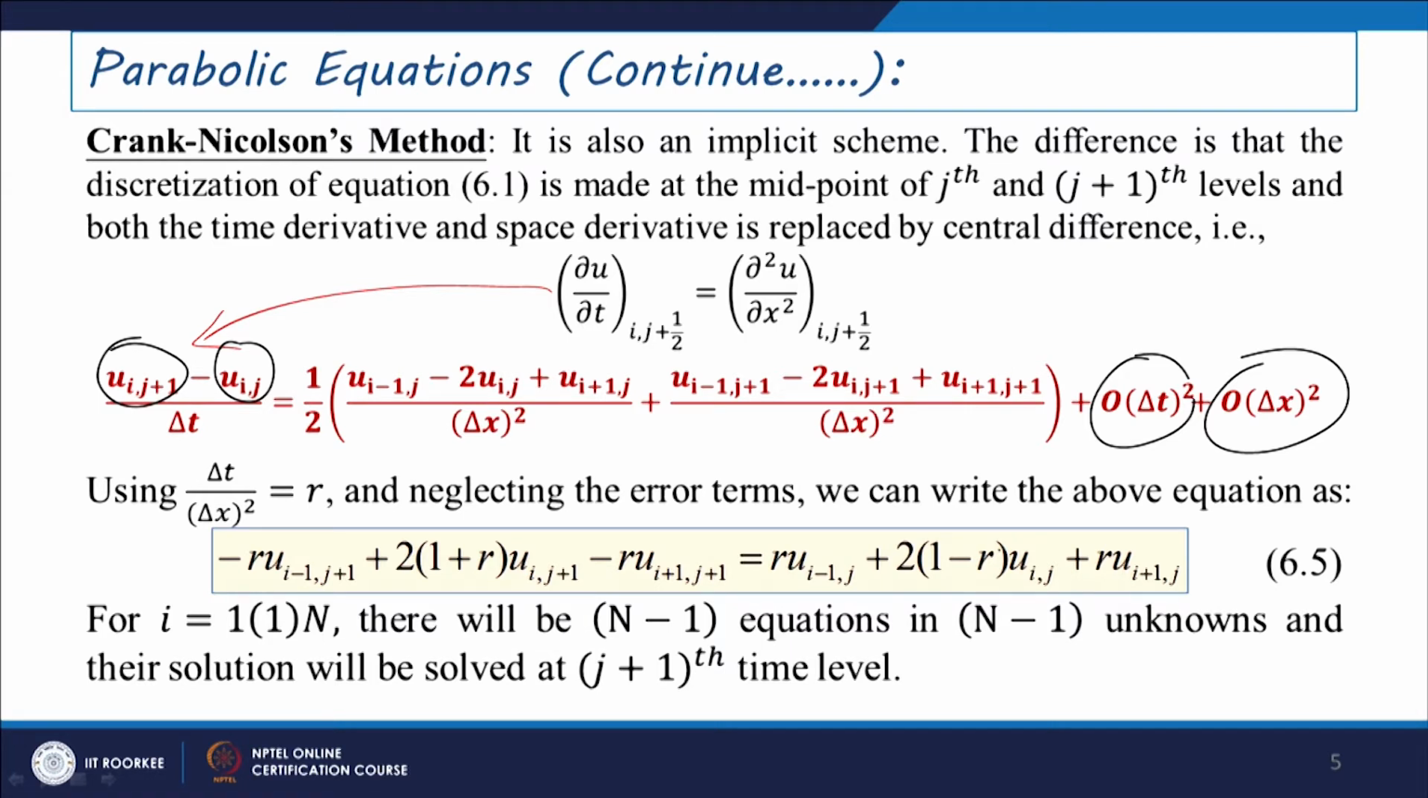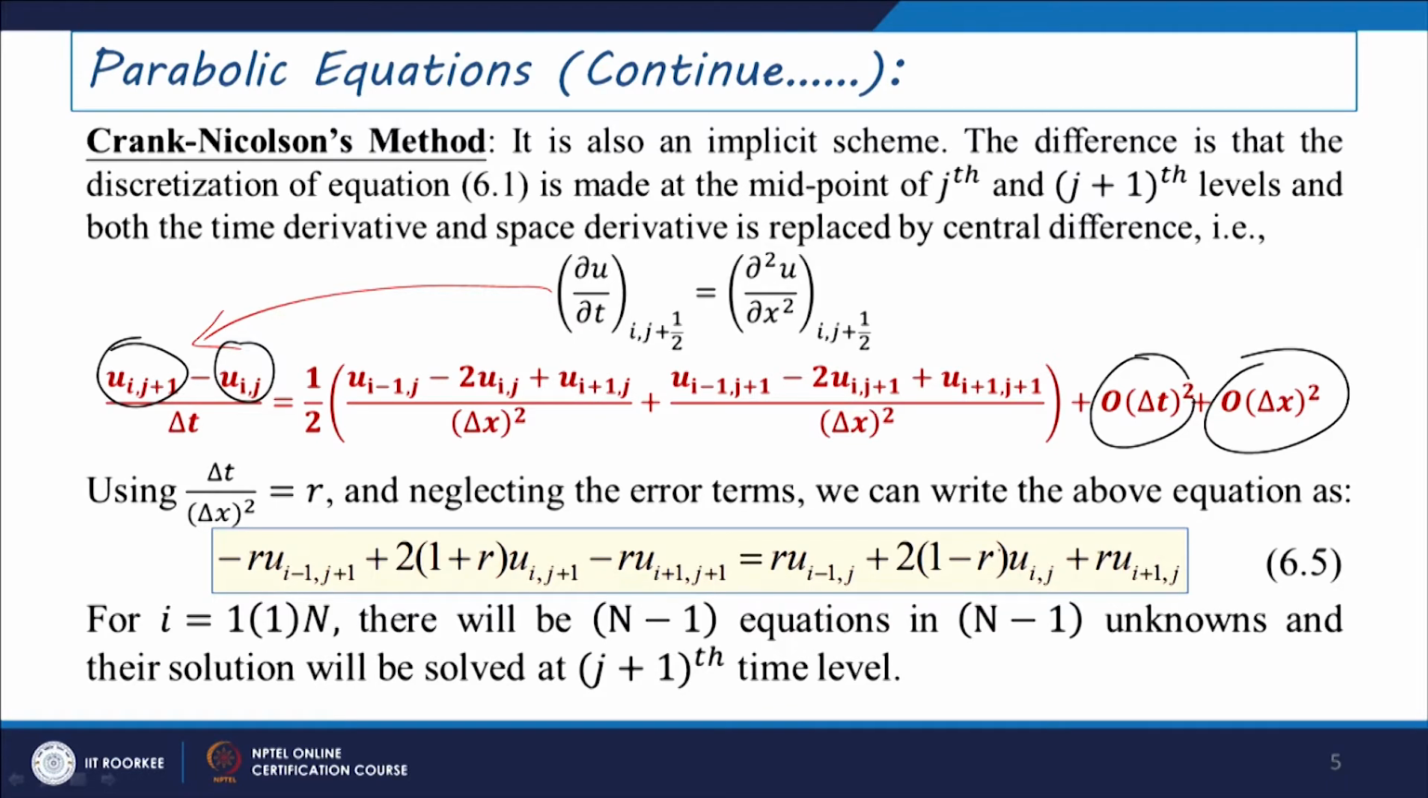So, we keep the terms associated with j plus 1 on the left hand side, and the values which are known to us, the jth level values, can be kept on the right hand side of the equation. So, we keep these terms as minus r u(i-1, j+1) plus 2 into (1 plus r) u(i, j+1) minus r u(i+1, j+1), which equals r u(i-1, j) plus 2 into (1 minus r) u(i, j) plus r u(i+1, j). If you see the coefficients here, we can observe everything there.